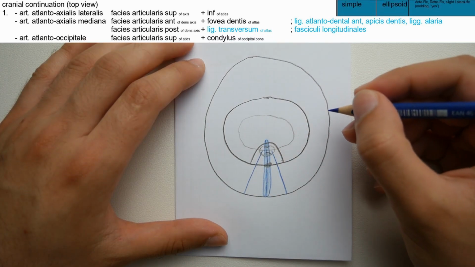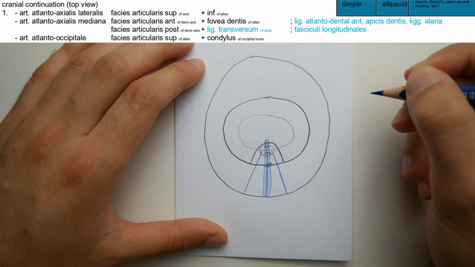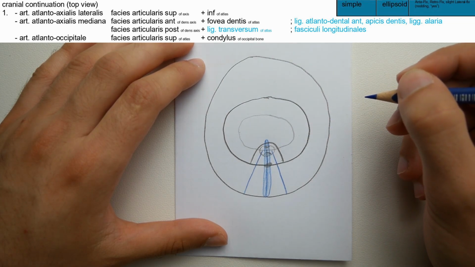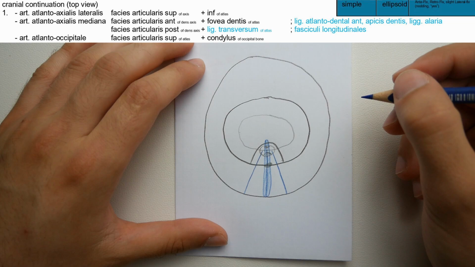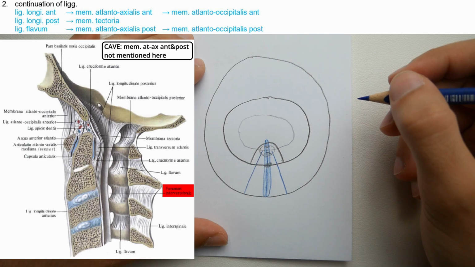Even though the articulatio atlantooccipitalis is considered a joint of the head and not a joint of the spine, I will talk about it in this video because its ligaments are similar in name to the ligaments of the spine. Now to the cranial continuation of the ligaments of the spine.